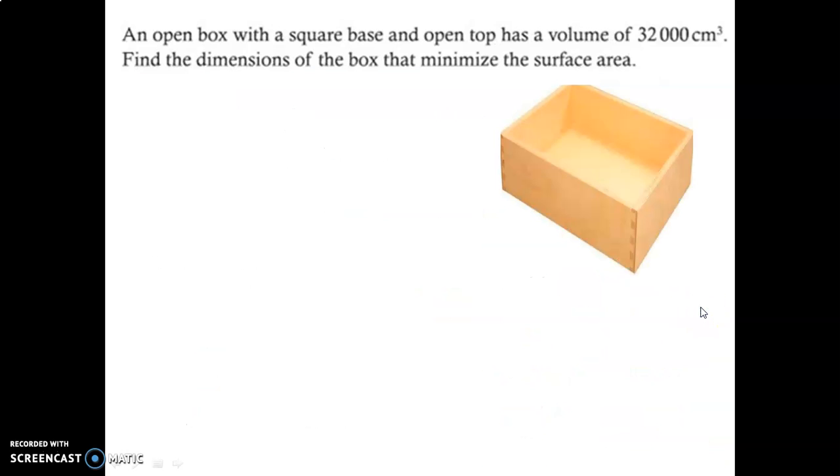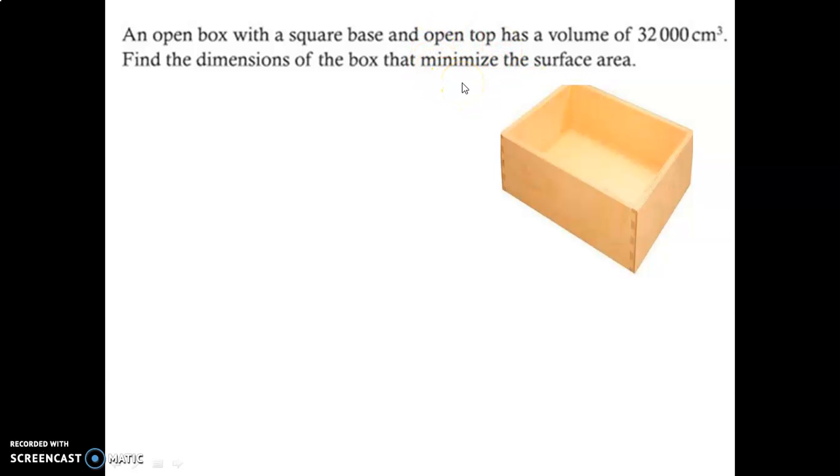All right, let's look at another common optimization problem. Here we have an open box. It has a square base and an open top, and its volume is given to us. It says find the dimensions of the box that minimize the surface area. So the thing we want to optimize is the surface area. But this time we don't want to maximize it, we want to minimize it.